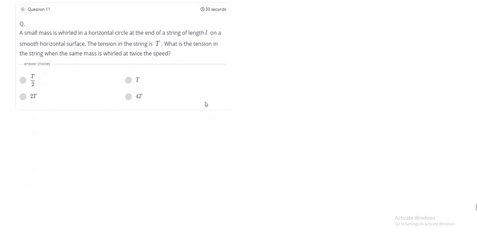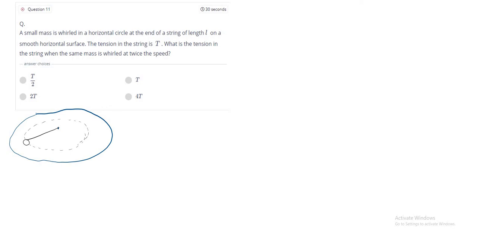Okay, question number 11. Question number 11 involves a small mass being whirled in a horizontal circle at the end of a string. So you know there will be a string connected to a small mass, and it's undergoing uniform circular motion on a smooth horizontal surface. Let's say a table. You are fixing a string on the center of a table, then you let the ball run around in circles on the table.